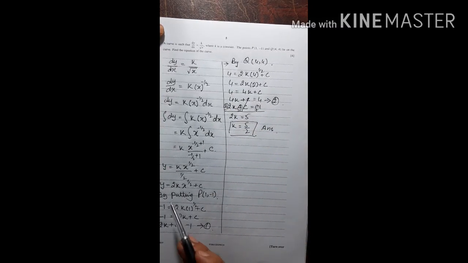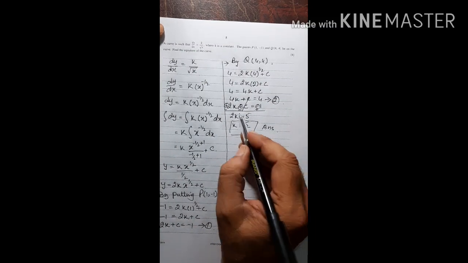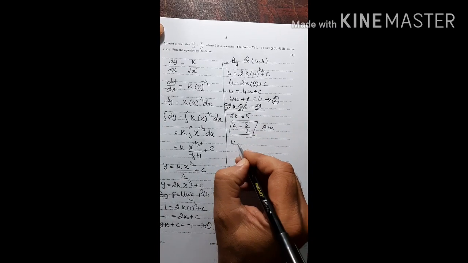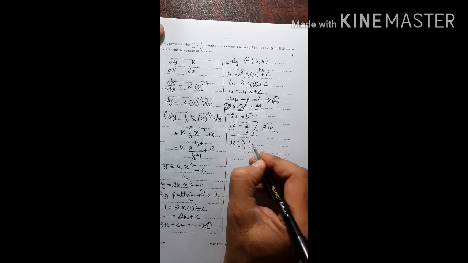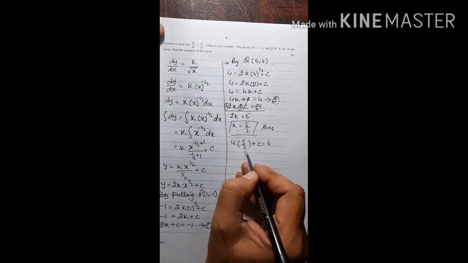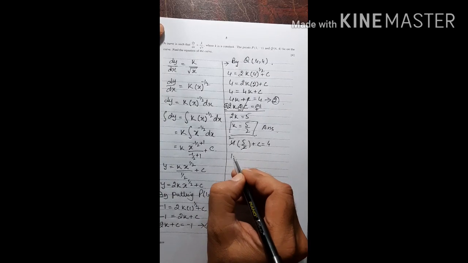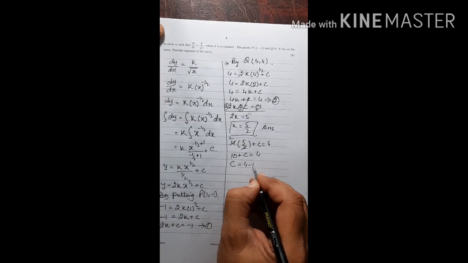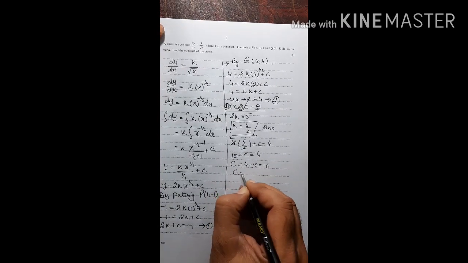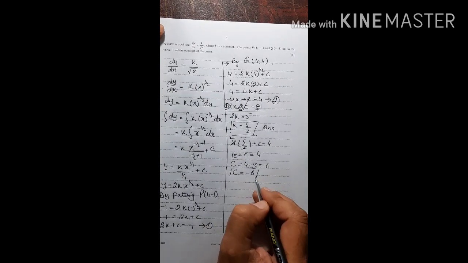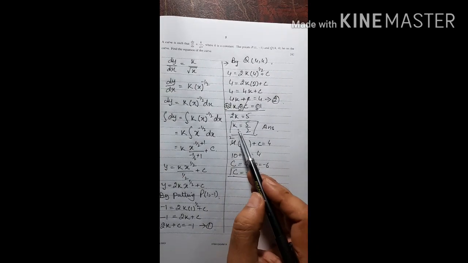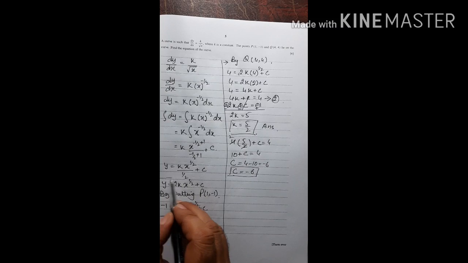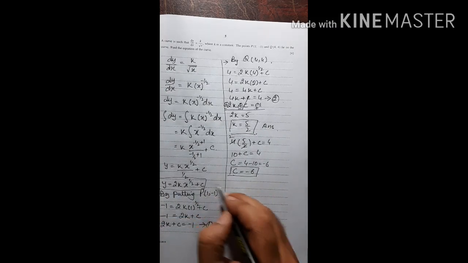I'll put this k here as well for the final equation. So by putting k in the first equation, 4 into 5 over 2 plus c, I will get c. So this 2 times 10 plus c is equal to 4, or c is equal to 4 minus 10, that is minus 6. So c is minus 6. This is my second value. So now I'm going to put k and c in this main equation, which is this one. So I will get the final curve.